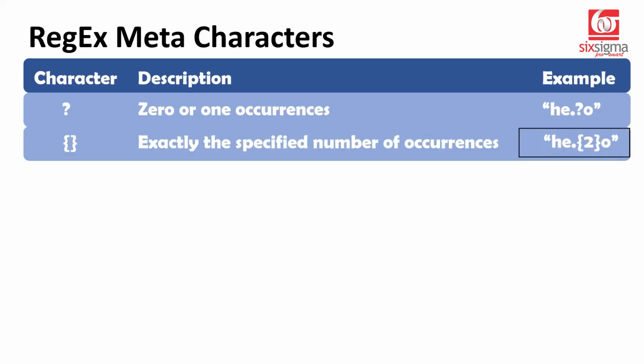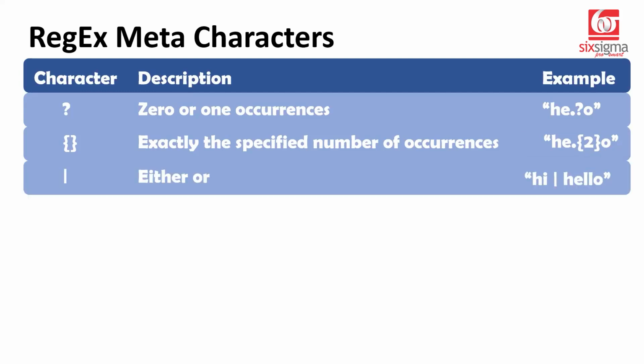Likewise, these flower brackets or the curly brackets represent the exact specified number of occurrences. So when we say HE dot and we write in these curly brackets 2 O, it means whatever is there is repeated exactly twice. If you write 1 there, we would have 1 written twice. If you write L there, that will be repeated twice. It is kind of limiting to a specific number of occurrences that you want to be repeated.